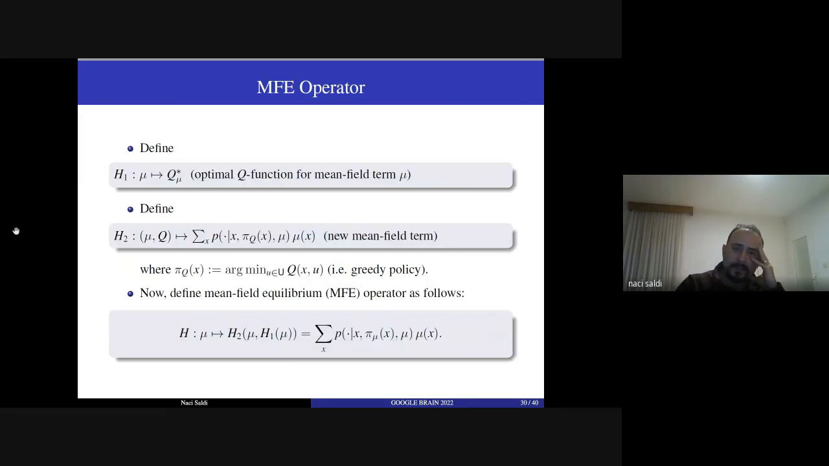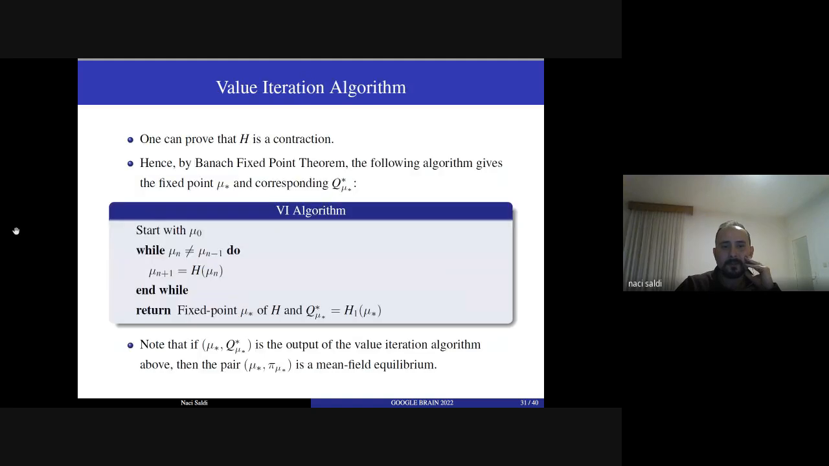And the definition of the mean field equilibrium operator is the same. So H1 gives the optimal Q function for any mean field term, and H2 gives the mean field term given the current mean field term and the Q function, and the composition of these two operators gives the mean field equilibrium operator. And again, we can prove that it's a contraction. Therefore, we can construct the following value iteration algorithm. This is the same value iteration algorithm that we had in discounted cost.